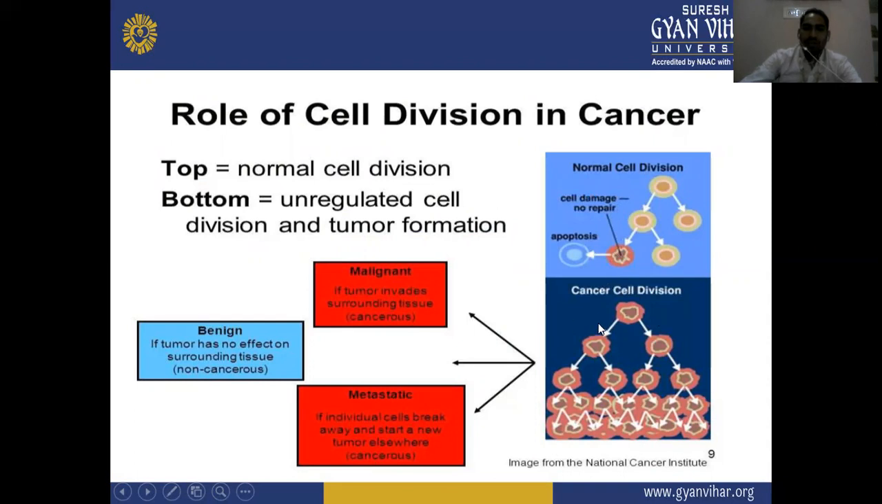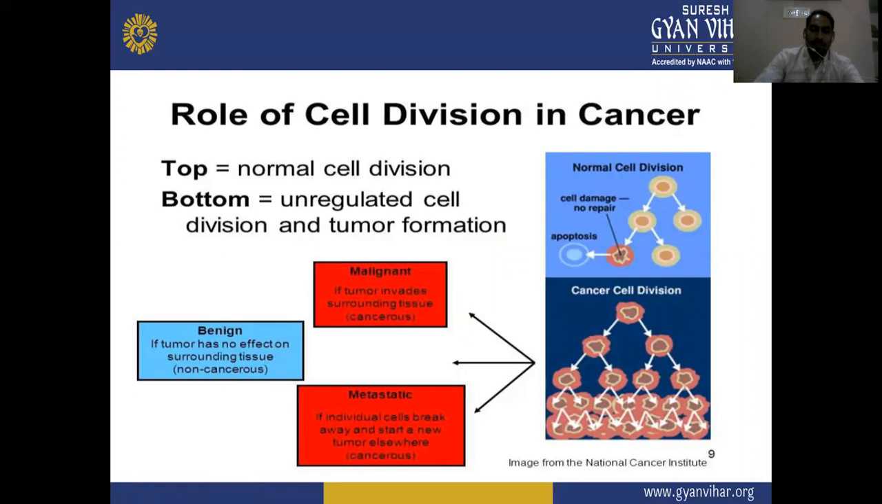And next, at the bottom, cancer cells grow uncontrollably, and these are malignant tumors, metastatic tumors and benign tumors. Malignant means that the tumor is made of cancer cells and it invades nearby tissues.